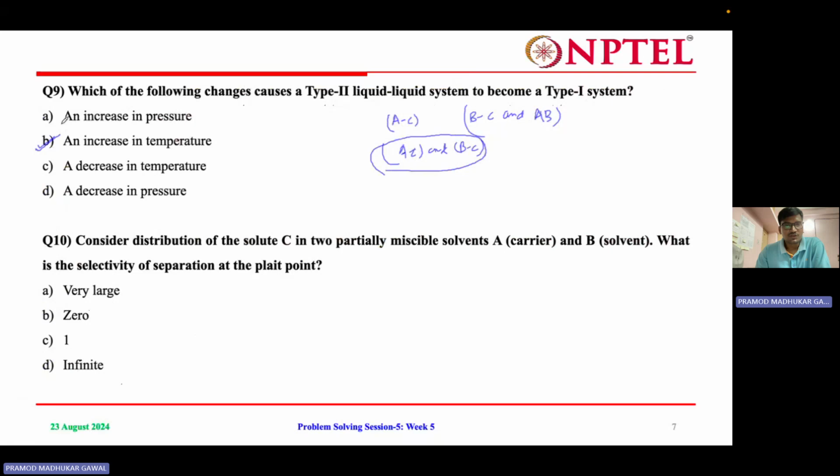Question number 10: consider the distribution of the solute C in two partially miscible solvents, A carrier and solvent B. What is the selectivity of the separation at the plait point? So at the plait point, the selectivity is 1, right? The selectivity, denoted by beta, is the distribution coefficient of solute divided by the distribution coefficient of carrier.